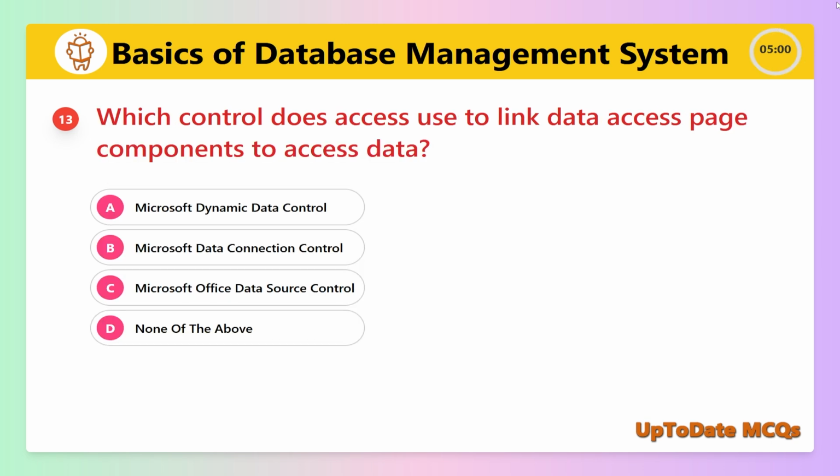Which control does Access use to link data access page components to access data? A. Microsoft Dynamic Data Control. B. Microsoft Data Connection Control. C. Microsoft Office Data Source Control. D. None of the above. The correct answer is option number C, Microsoft Office Data Source Control.